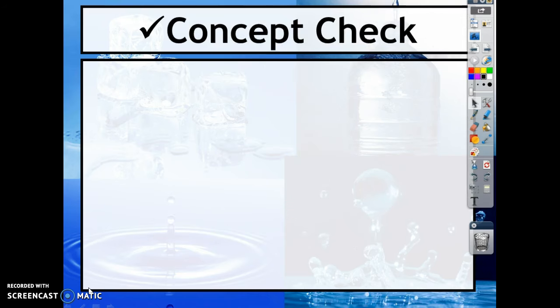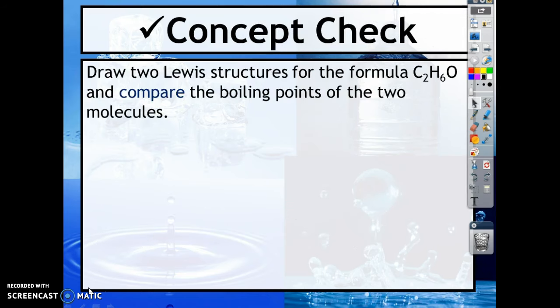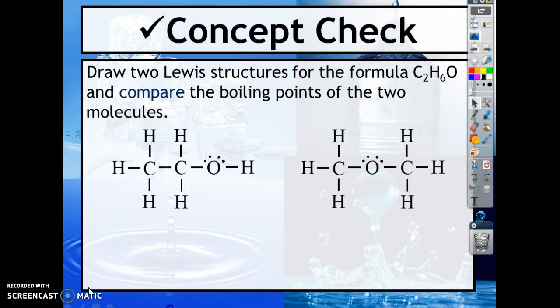Another concept check for you. It says to draw the two Lewis structures, but I left them on your sheet. These two Lewis structures have the same empirical formula, C2H6O. We want to know about the boiling point of these guys. Well, let's think about it. On the left, we have ethyl alcohol, or ethanol, and on the right, we have dimethyl ether. You'll learn how to name these soon.